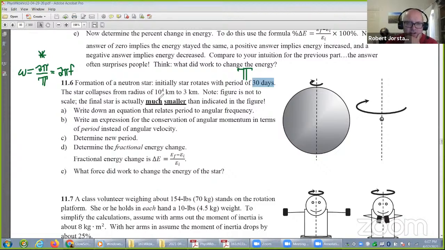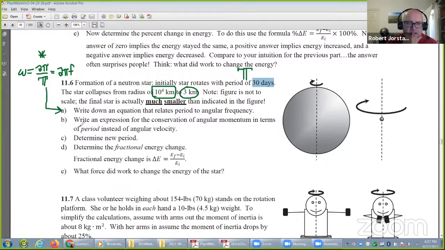All right. So let's take a look at this one. We have the star that starts out at this huge radius, 10 to the 4th kilometers, and it's going to shrink down to 3 kilometers. That's approximately the size of Allen Hancock College, the entire campus. Okay, maybe not quite, but close to that. 3 kilometers is pretty small for a star, but this is not implausible. This kind of thing could, in theory, happen. So we know this equation. Gonzalo did part A for us.